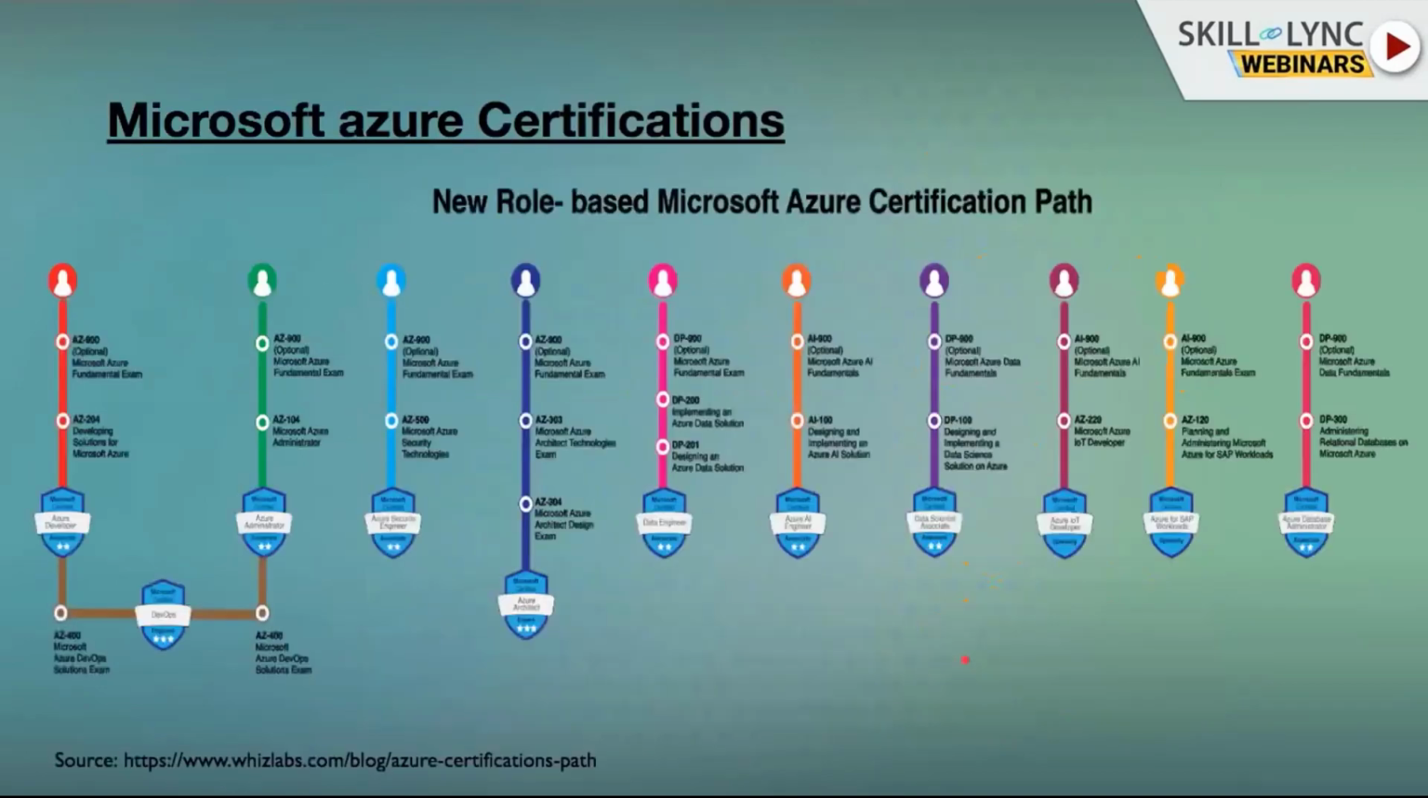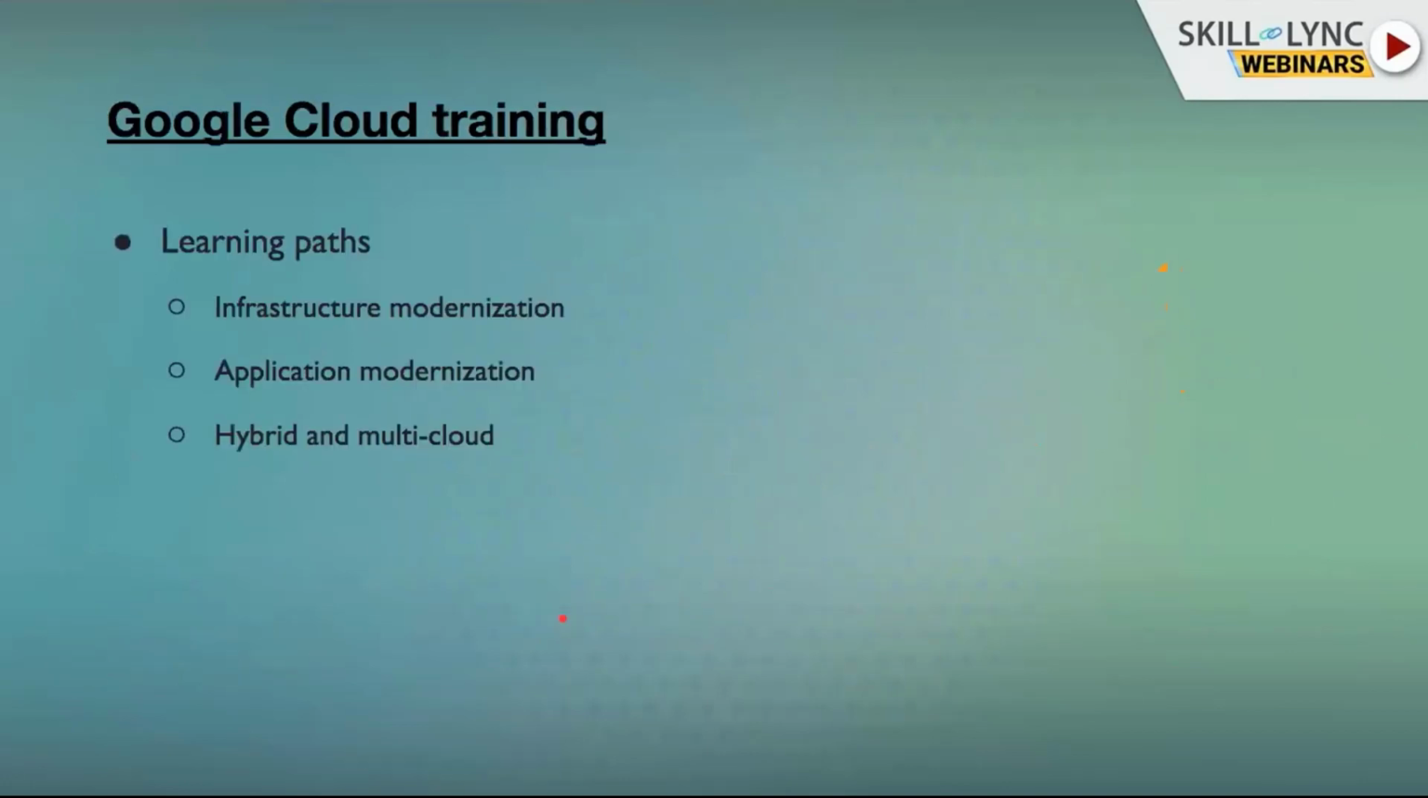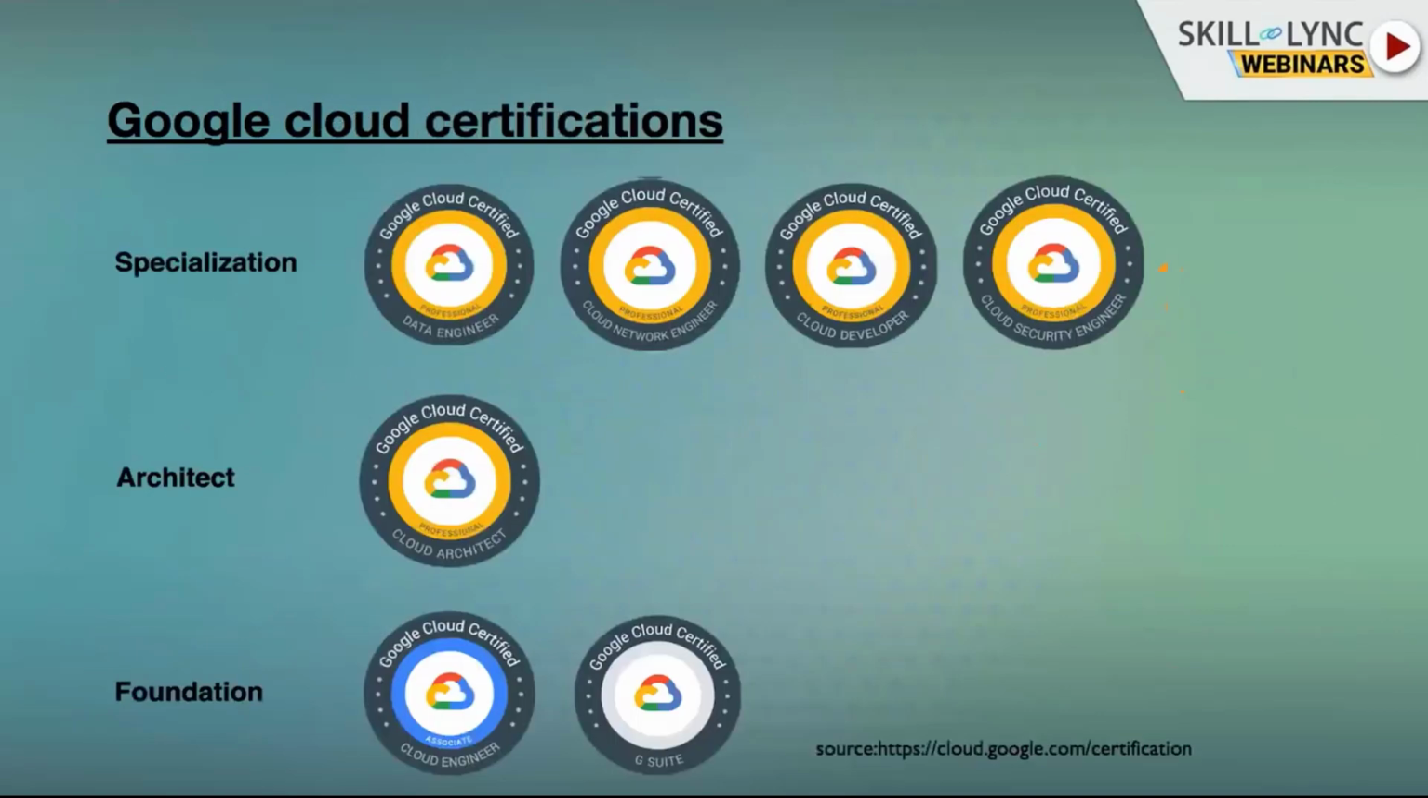Similarly, you have Azure Fundamentals, which is the AZ-900 course, and this is the track. Again, it is based on the role. If you want to become an Azure administrator, you would have to do the 104 level. And if you want to become an Azure architect, you will do the 300 track. And then you have Google training. These are the basic certifications under Google training, like your foundation, architect, and specialization. Foundation is your cloud engineer. Again, these are all available on the website. I will show it to you right now.